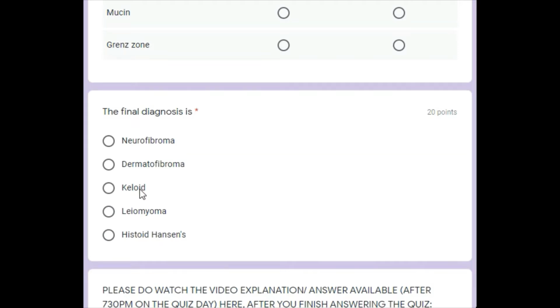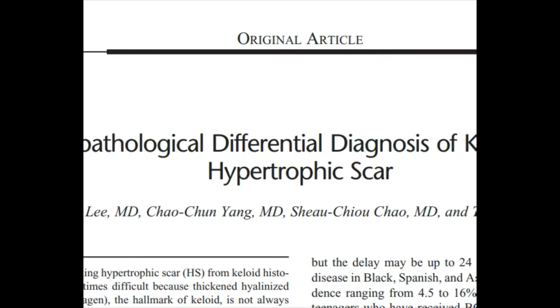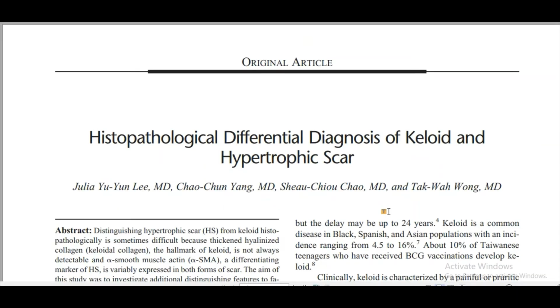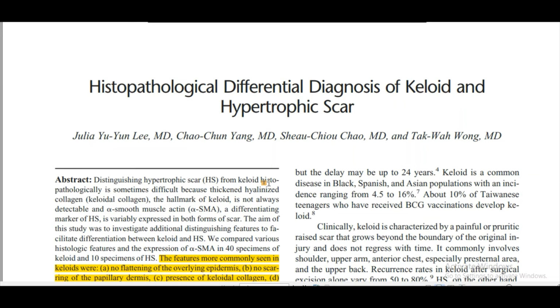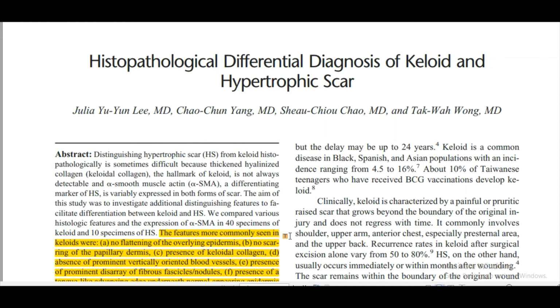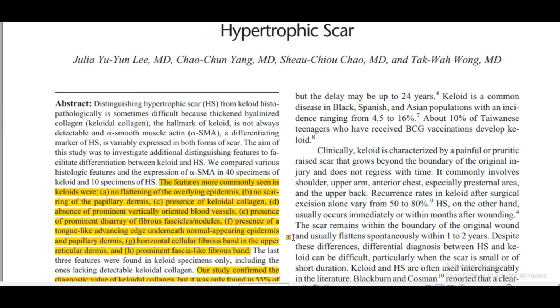Now, how do you differentiate this from a hypertrophic scar? I purposefully didn't include hypertrophic scar in the differential, and I think that deserves an explanation. If you look at this article, there are a number of articles actually, on the histological differential diagnosis of hypertrophic scars and keloids. Hypertrophic scars can be extremely difficult to differentiate from keloids. Experienced clinicians would know this fact.